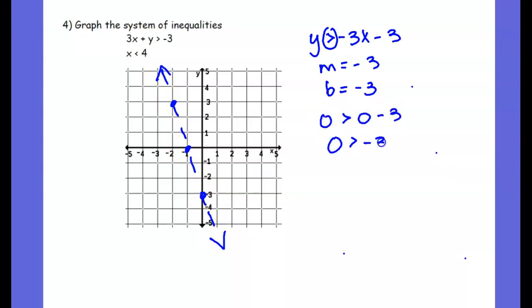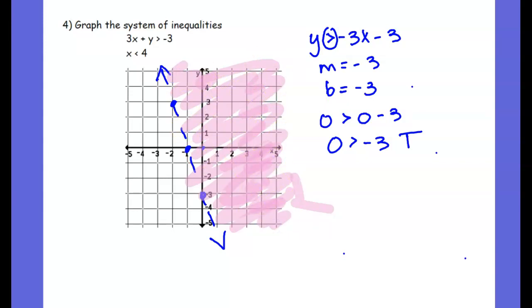And 0 is greater than negative 3, so that's true. So that means you're going to shade the side where (0, 0) is. So it's going to look like this here. Okay, so we're shading that side.